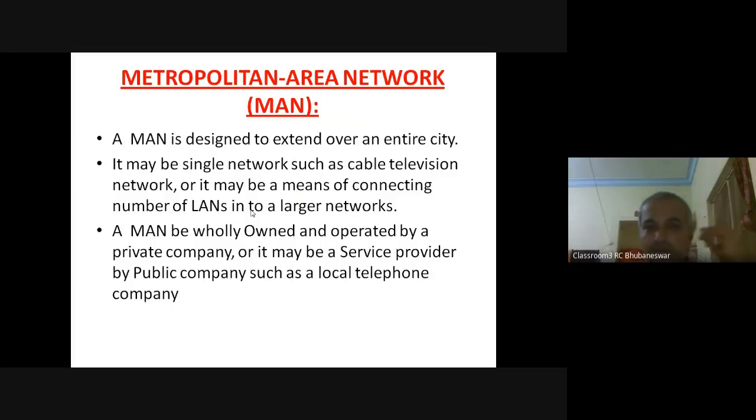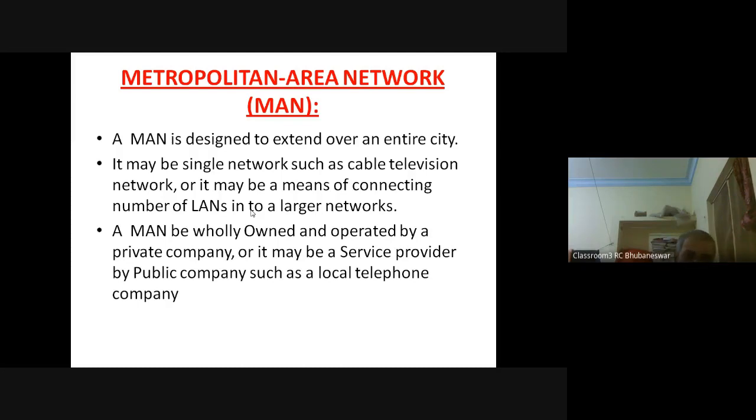Another type of computer network is the metropolitan area network, MAN. This MAN is designed to extend over an entire city. If a network is extended over an entire city, then it is known as a metropolitan area network. It may be a single network such as a cable television network, or it may connect a number of LANs into a larger network. A MAN may be operated by a private company, or it may be a service provided by a public company such as a local telephone company.